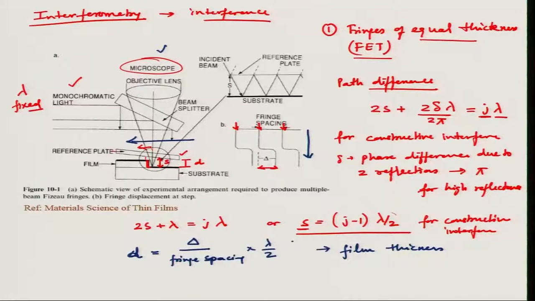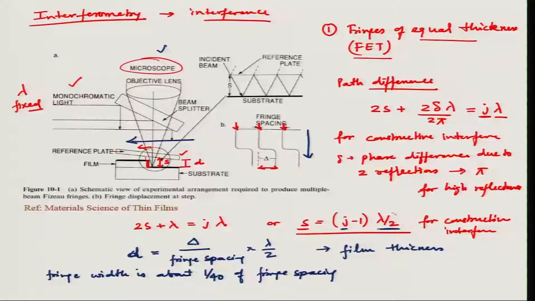Now, you can observe the delta divided by fringe spacing only if your fringe width is small enough. If the fringe widths are very large, then it is very difficult to measure this delta, the shift. So for highly reflective surfaces, fringe width is about 1/40 of the fringe spacing, so very small compared to the fringe spacing. And this fringe spacing would be lambda by 2, since j is an integer, your spacing for constructive interference will be lambda by 2. Now this delta can be measured to about 1/5 of the fringe width.